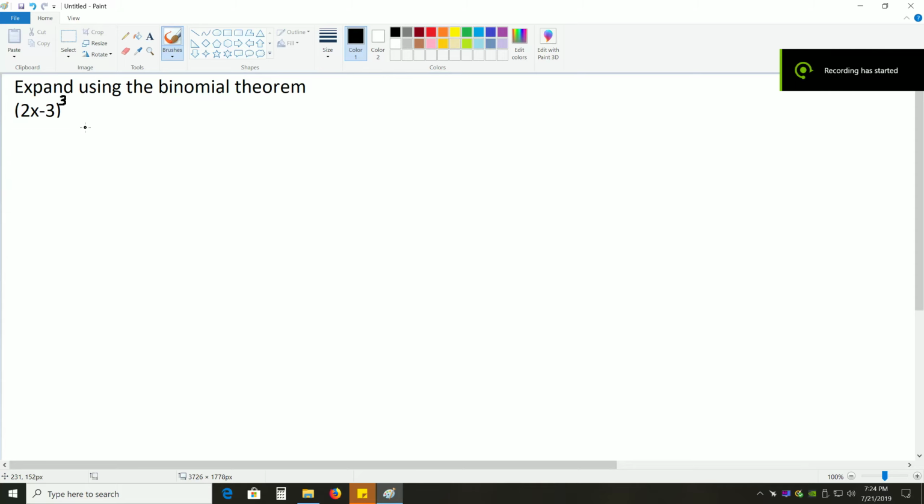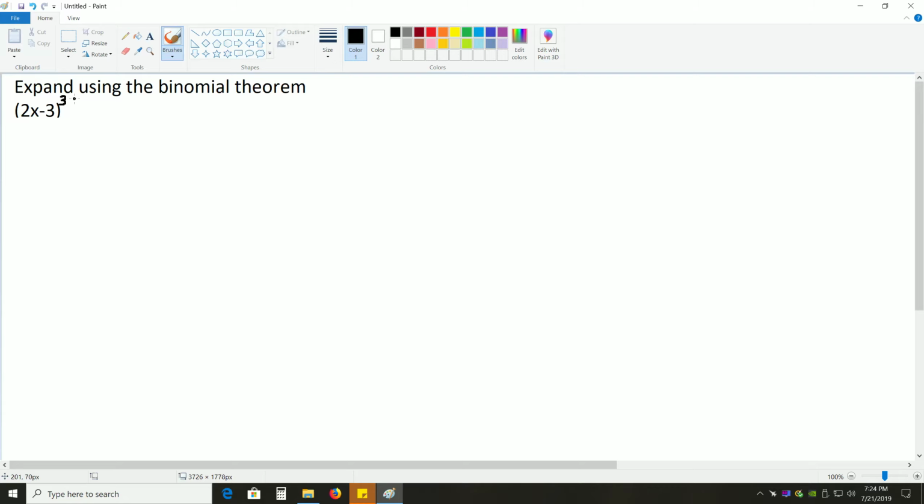In this problem, we want to expand 2x minus 3 to the third power using the binomial theorem. Now this is just a small example to demonstrate how the method works. Traditionally, it would be much easier to expand this by foiling or multiplying out each term. But this will help us see with a basic situation how to use the binomial theorem.